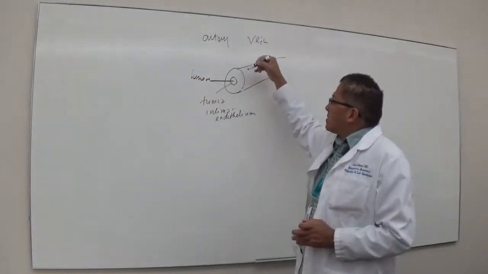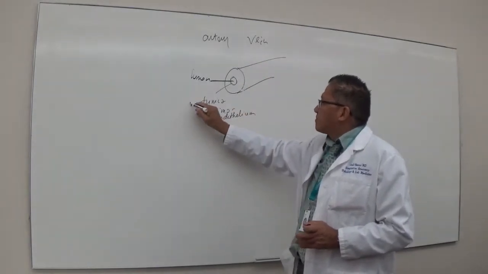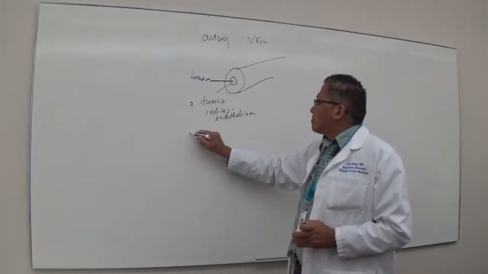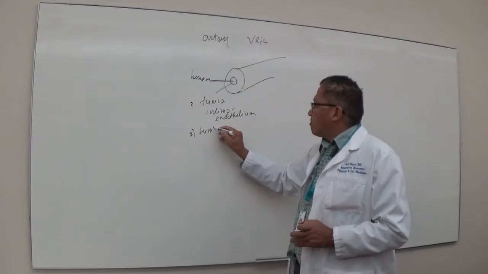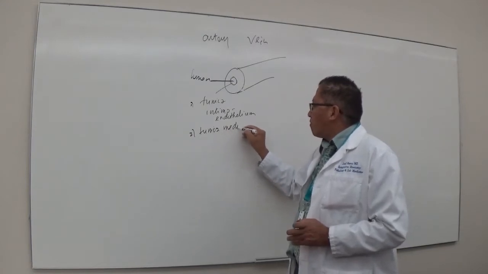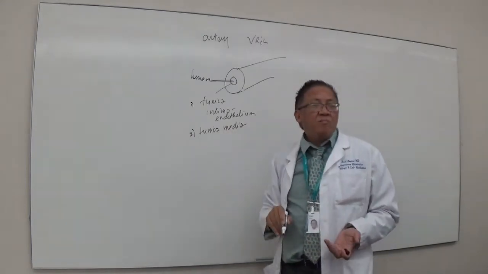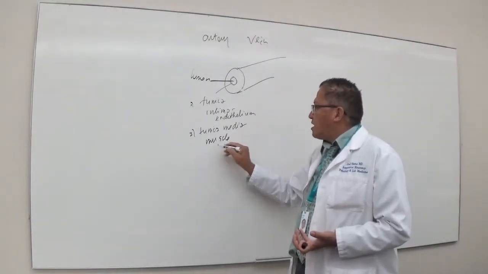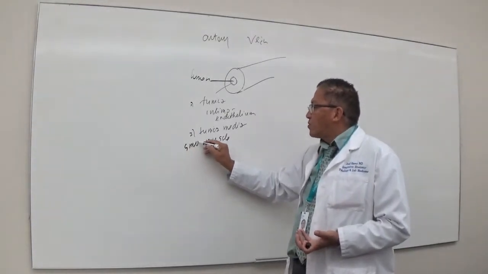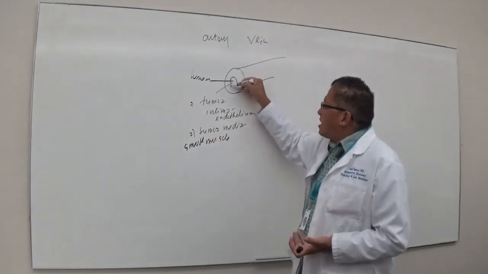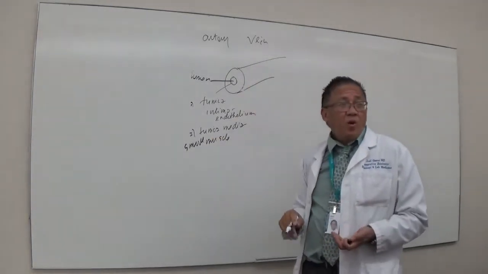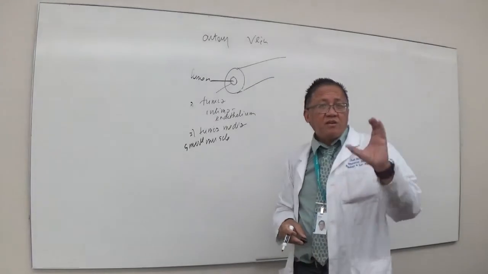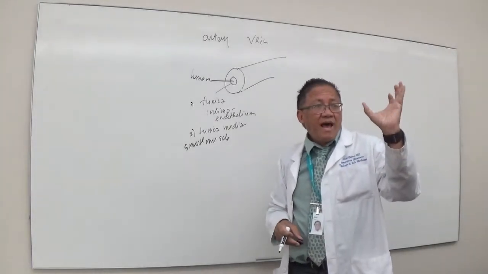right? What is the second layer? The one in the middle. Tunica what? Media. And the first letter of media is M. It contains what? Muscle. What kind of muscle? Smooth. So this contains smooth muscle. And you know what muscles can do. Muscles can either contract or relax.